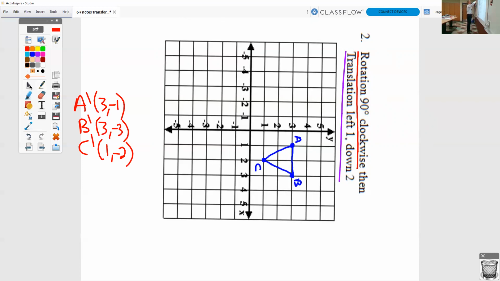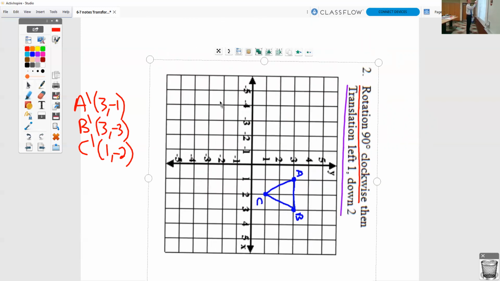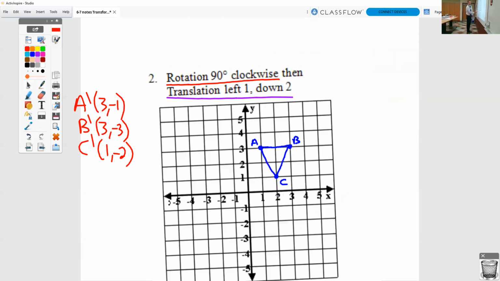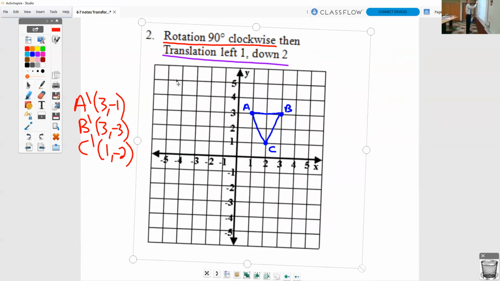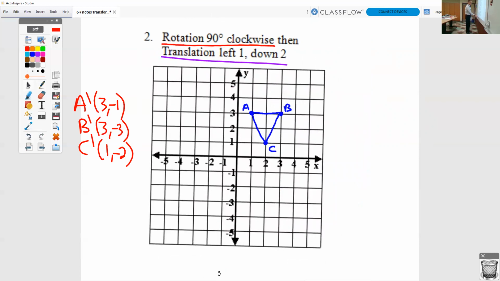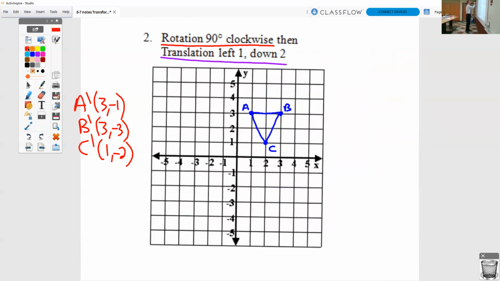So now I'm going to turn my paper back to normal like this. And I'm going to graph my new shape. So 3, -1, over to 3, down to -1. This is A prime. 3, -3, over to 3, down to -3. This is B prime. 1, -2, over to 1, down to -2. This is C prime. Here's my new shape.